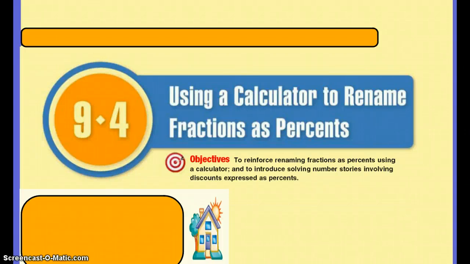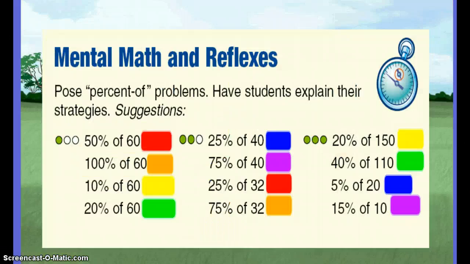9.4 is using a calculator to rename fractions as percents. So the objective is to reinforce renaming fractions as percents using a calculator, and to introduce solving number stories involving discounts expressed as percents. Let's look at some percent of problems.